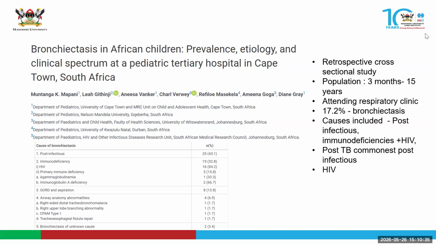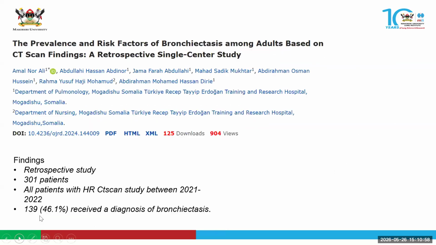The common causes included post-infectious causes, extending to the immunodeficiencies, that is HIV and other primary and secondary ones. Among the post-infectious ones, post-TB seemed to rank highest.